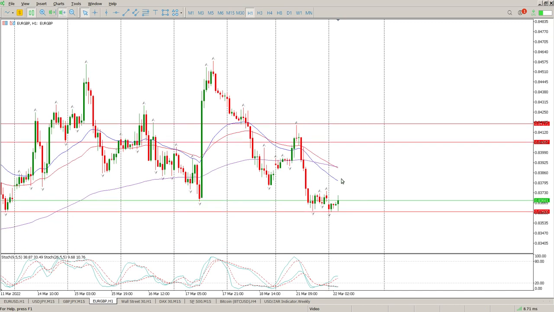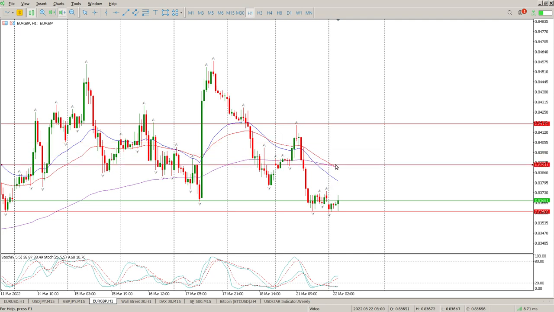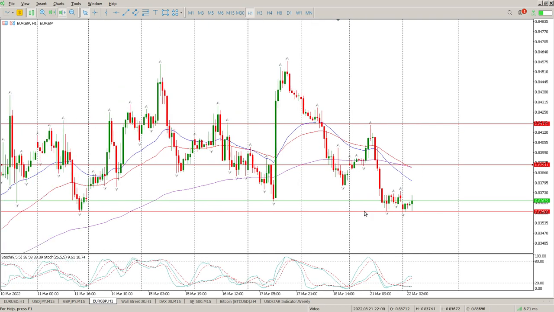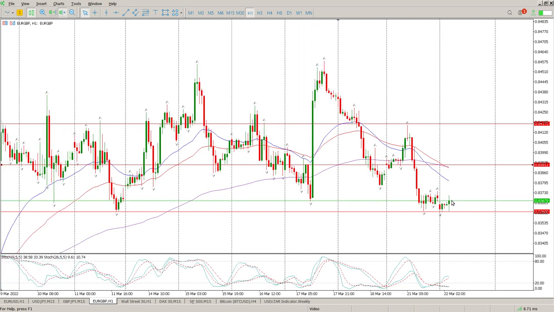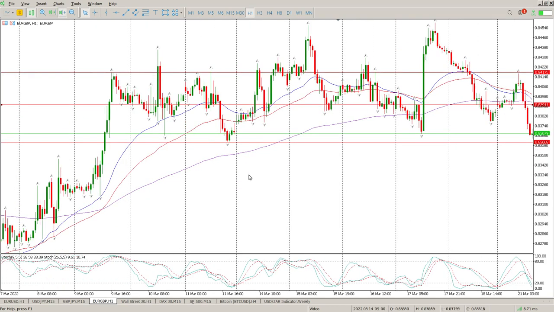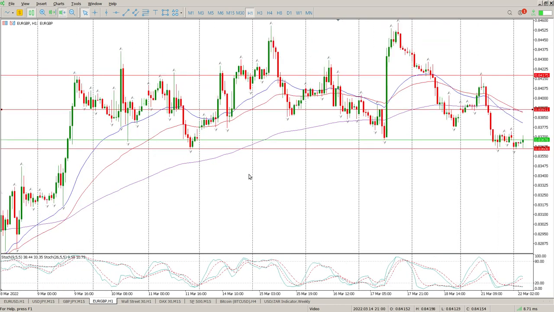If we start looking at the hour, you can see not a real rejection of this area. So if we get back into this space here, which is 0.83911, and we reject it, then I would expect a move back down to this level of 0.83608. If we start breaking through this area, break through and come and retest, then I'd start looking for an opportunity to trade to the downside.